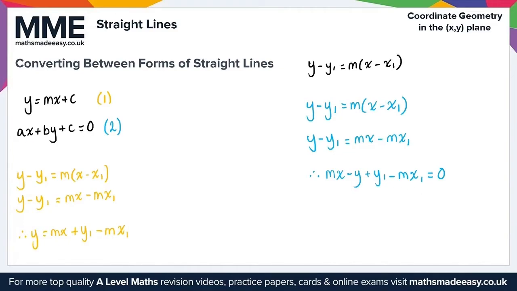It's also important to note, when we're using equation 2, traditionally what you'll find is that we will multiply through by a factor to make a, b and c whole numbers. Okay, and that will often be stated in the question. But that gives us everything we need for converting between forms of straight lines.